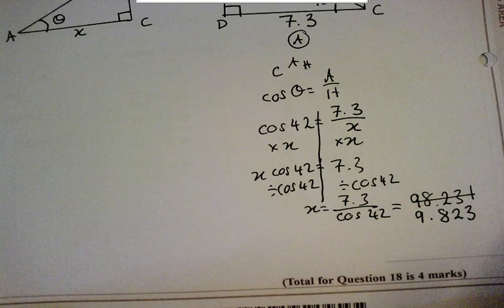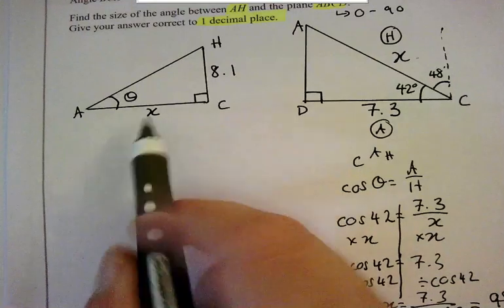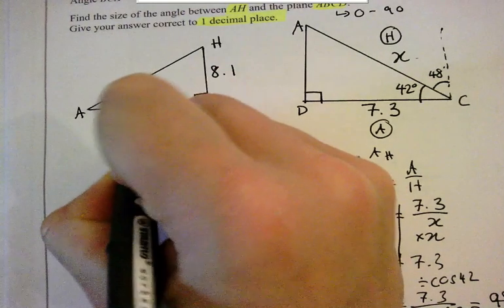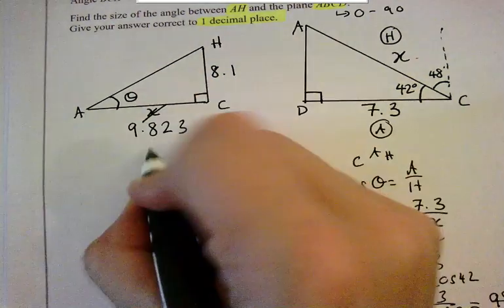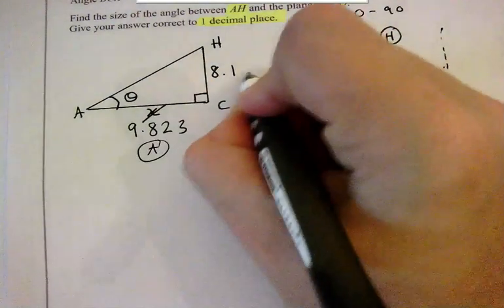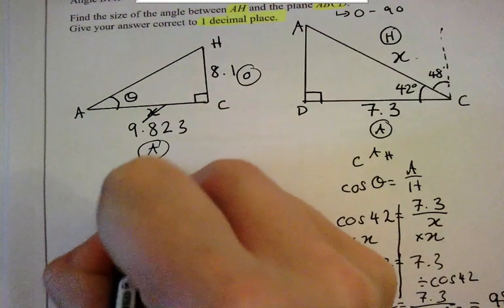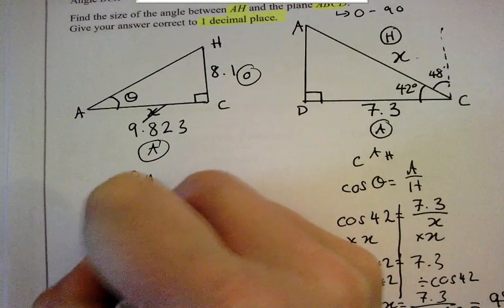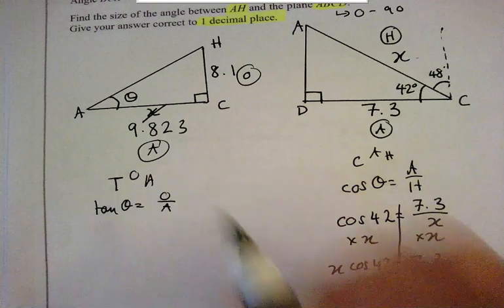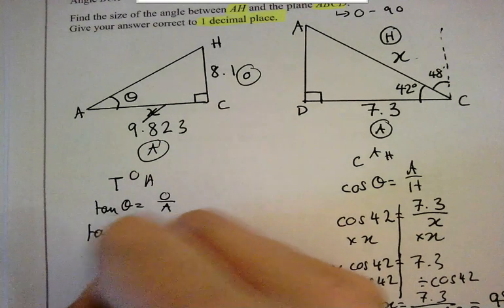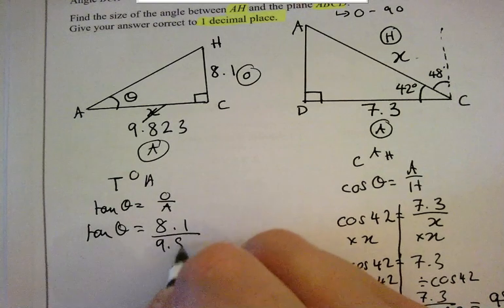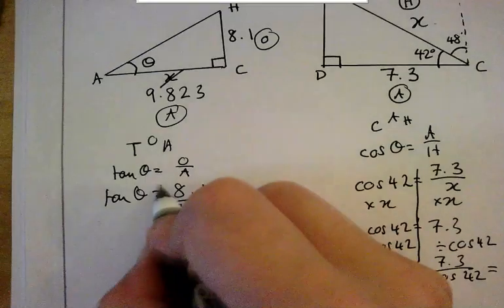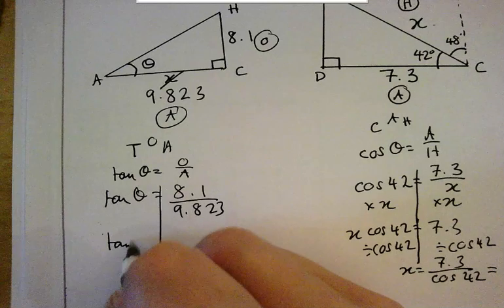I'm now ready to put that information onto this triangle, so this must be 9.823, and now I can find theta. I've got my adjacent and my opposite, so it's going to be TOA, which is tan theta is opposite over adjacent. Subbing in my values, tan theta is 8.1 over 9.823, and then inverse tan on both sides.